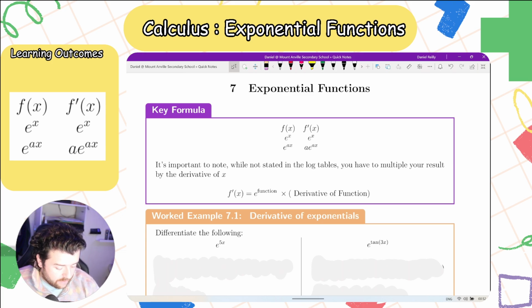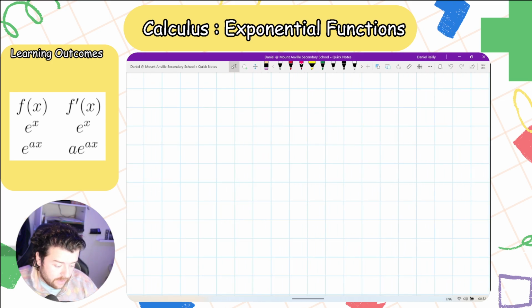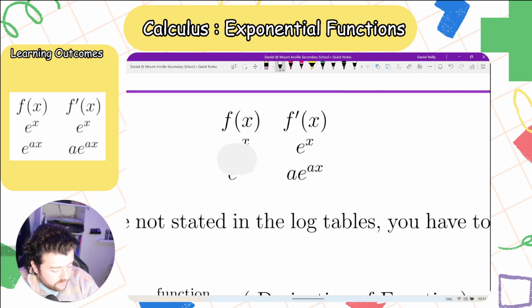So, the rules for exponential functions are very similar to whatever we've been doing all the time. What's special about an exponential function is its derivative is the same. So e to the x, and the derivative of e to the x is still e to the x, right? We just always have to remember now to multiply by the derivative of my power.